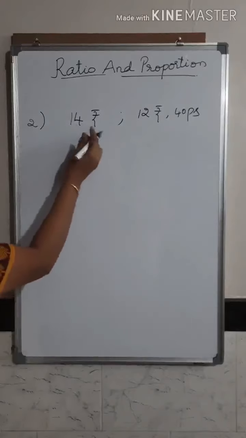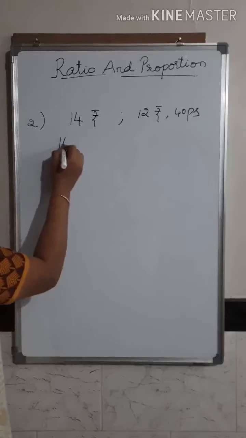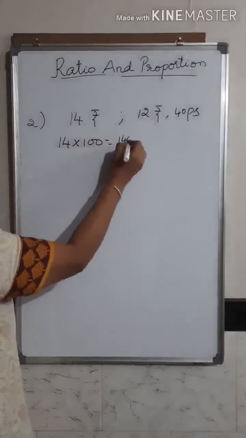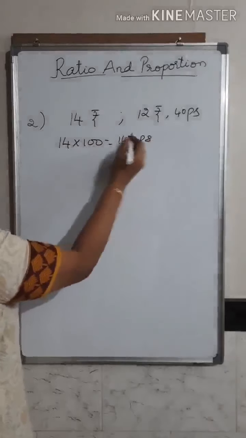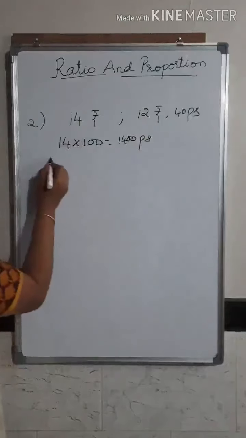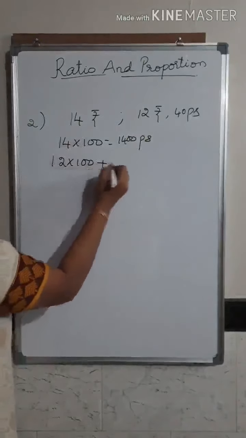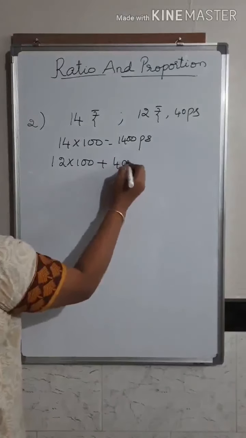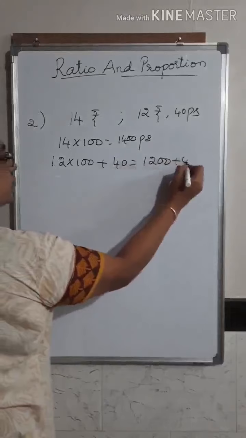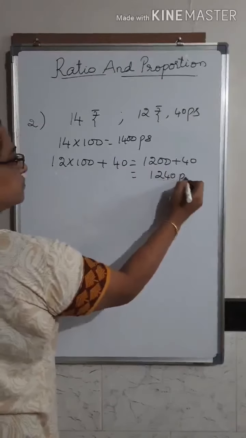Now 14 rupees, and you know that in 1 rupee you have got 100 paise. So 14 into 100 is equal to 1400. You have converted rupees in terms of paise. The same way, this can be converted as 12 into 100, and this 40 paise has to be added. So you will get 1200 plus 40, which is equal to 1240. Again this is in terms of paise.